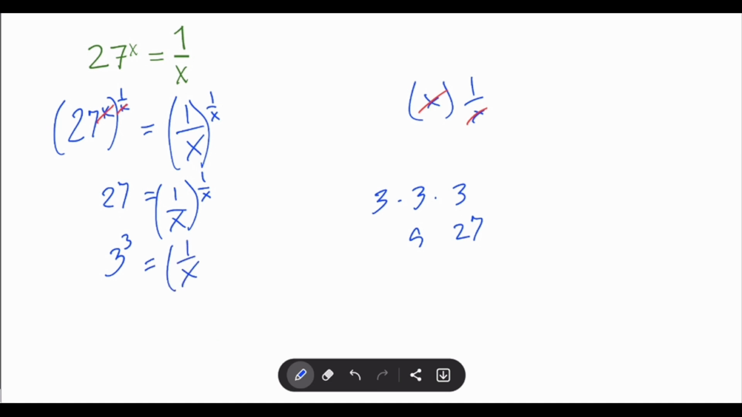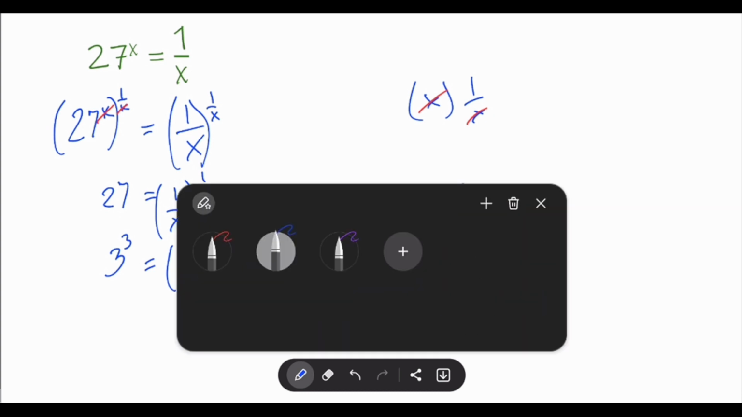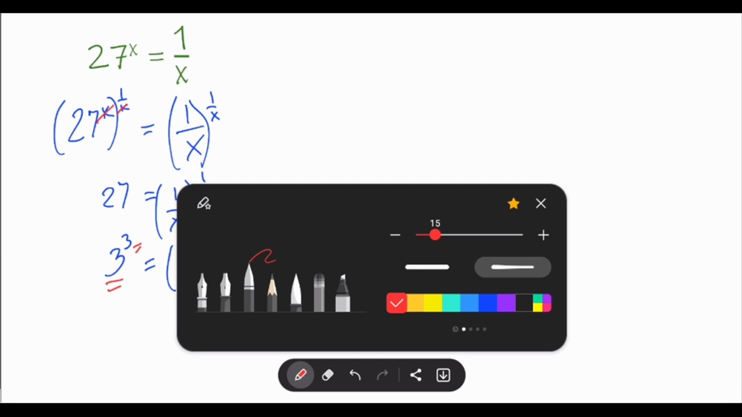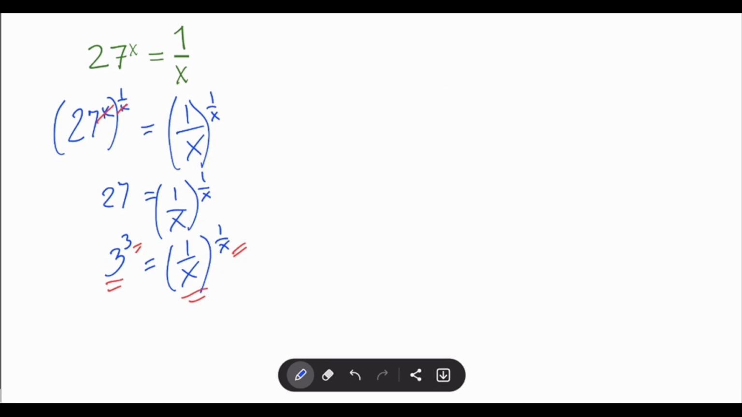So now we have achieved our goal, that we are able to make both sides in the same format. If you look at the base and the exponent, they're the same. And that's what we are after. So what are we going to do after that? Since we know that the bases are the same, we're going to continue by making an equation. That means that the 3 is equal to 1 over x, same with the base and the exponent. And then solve for x.